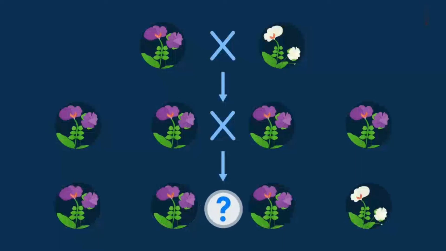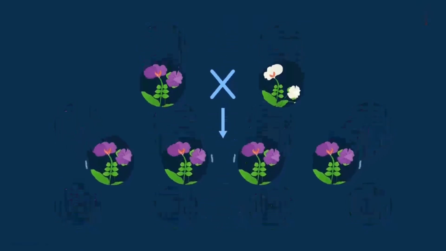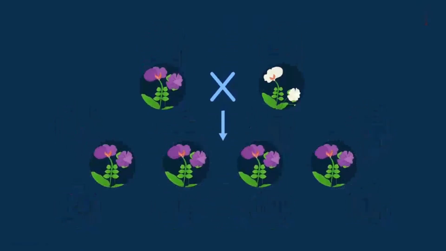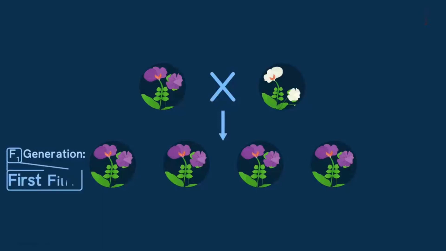How could this be possible? Moreover, what could be the probable reasons for this? The first set of results were that all the plants in the first or F1 generation were with purple-colored flowers. Here, the term F1 indicates the first filial generation.